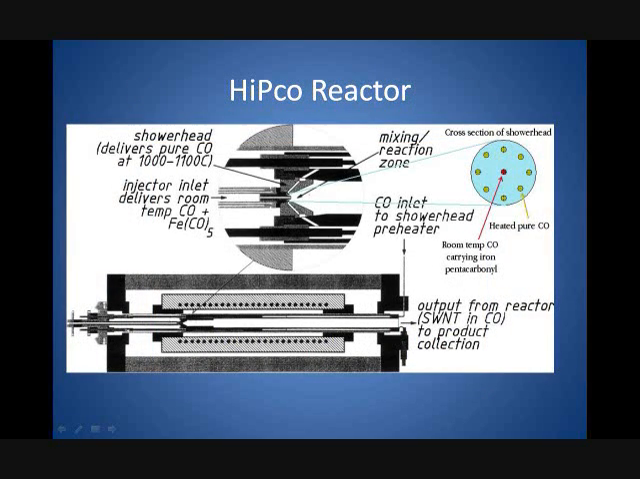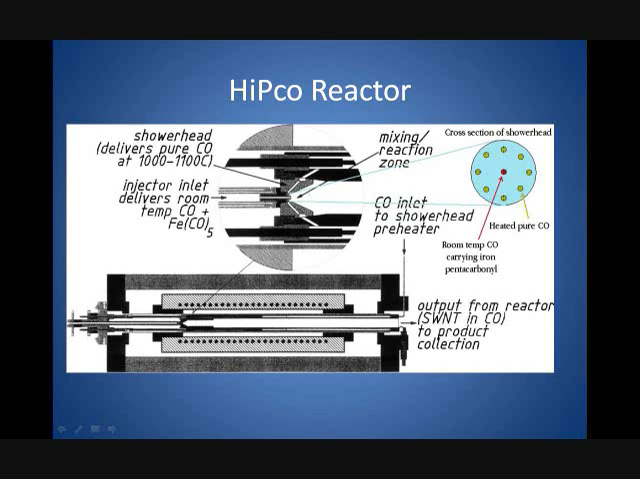This is a diagram depicting the HiPco reactor. The showerhead simultaneously delivers heated carbon monoxide and a mixture of room temperature carbon monoxide and iron pentacarbonyl into a long quartz tube heated with resistance coils, whose power is adjusted by feedback from thermocouples embedded near the showerhead. The output from the reactor then passes through a series of filters and fluid surfaces to collect the product.